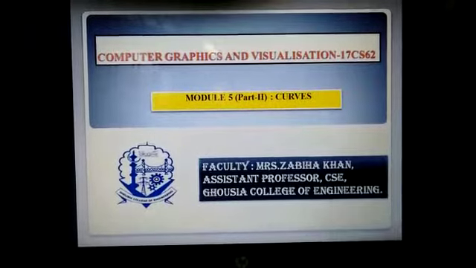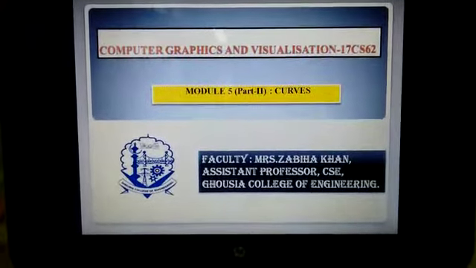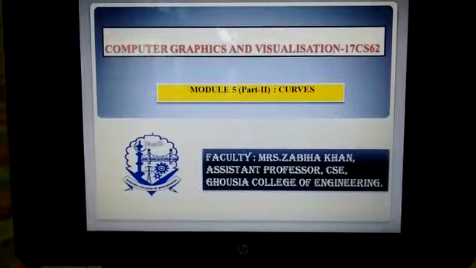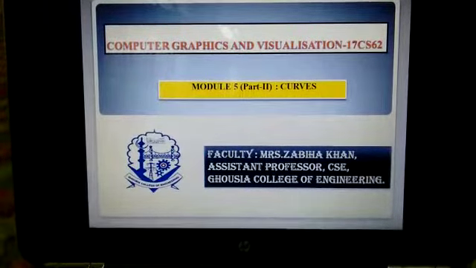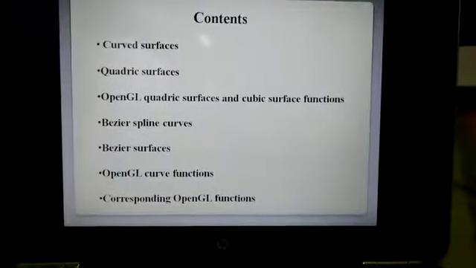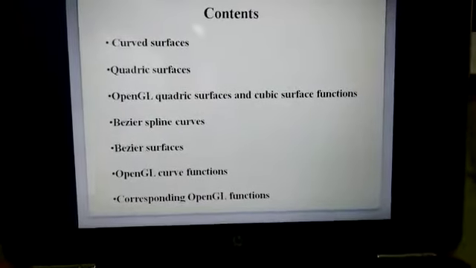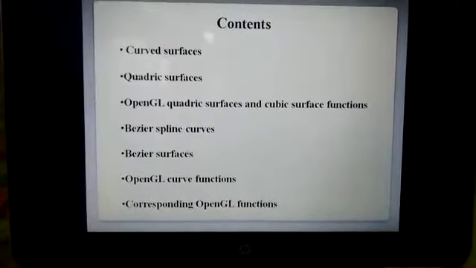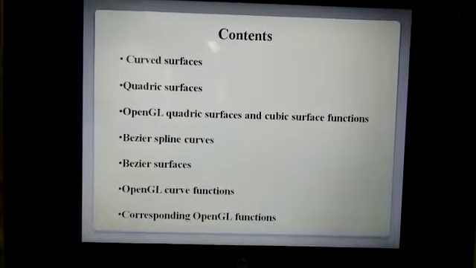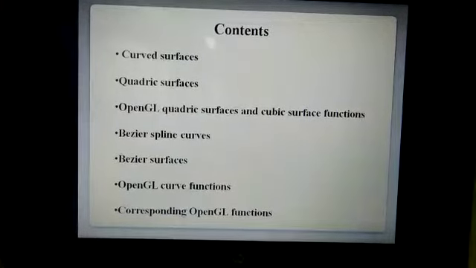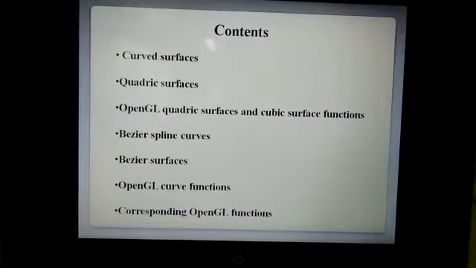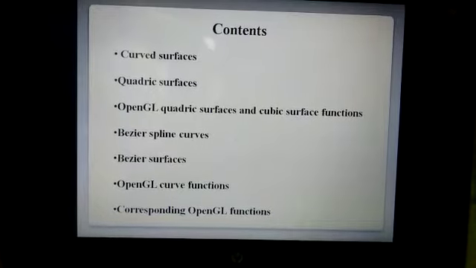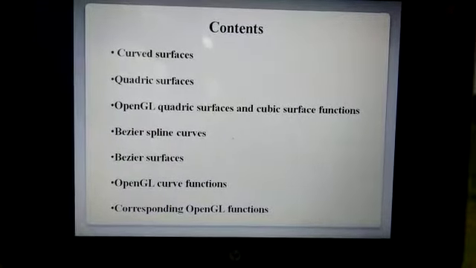example which has constant curvature, which is a measure of how rapidly a curve is bending at a point. The contents go like this: curved surfaces, quadric surfaces, OpenGL quadric surfaces and cubic surface functions, Bezier spline curves, Bezier surfaces, and some OpenGL functions regarding this.